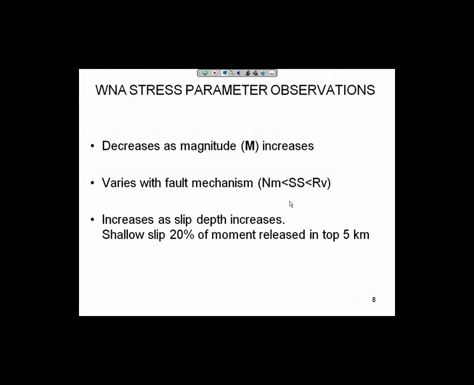One, in Western North America, the stress parameter will decrease as magnitude increases. It varies with fault mechanism. Records from normal faulting have smaller stress parameters than strike slip, even though they're just slightly smaller. But reverse fault mechanisms generally have quite a bit higher stress parameters than strike slip. The third observation is that it increases as slip depth decreases. Shallow slip is defined as 20% of the moment released in the top 5 kilometers. We're going to show you some slides going over this.